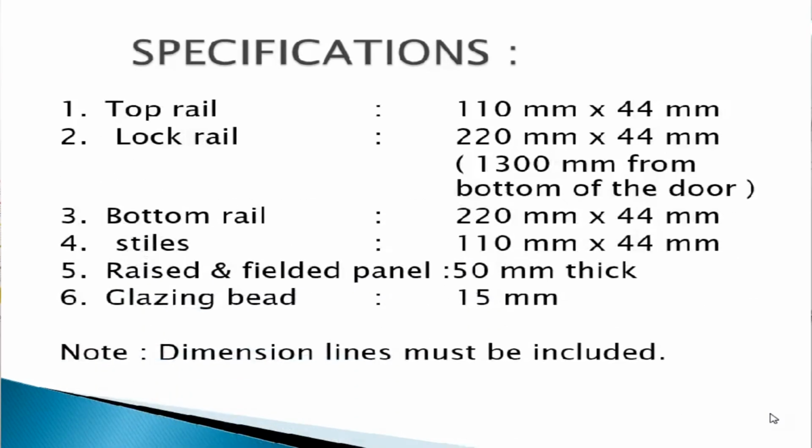Your top rail is 110 millimeters by 44 millimeters. Your lock rail is 220 millimeters by 44 millimeters. Now, important to note that your lock rail is situated 1,300 millimeters from the bottom of the door. Please remember, it's a high lock rail. Bottom rail, 220 millimeters by 44 millimeters. Your stiles are 110 millimeters by 44 millimeters. Your raised and fielded panel is 50 millimeters thick. Your glazing beads are 15 millimeters thick.